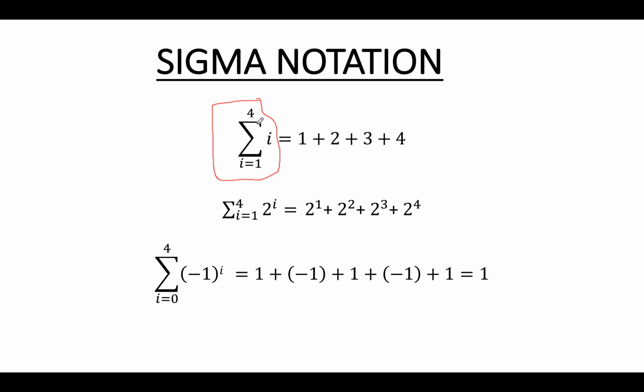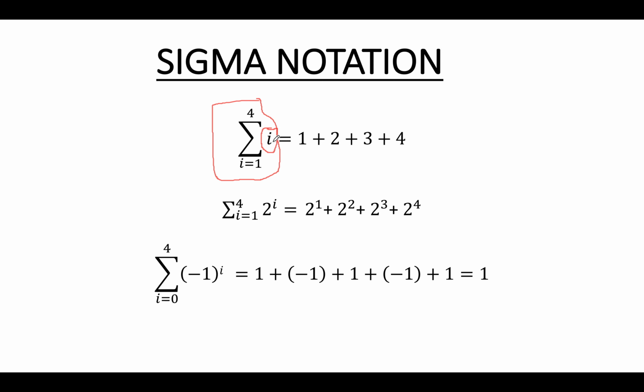This big symbol means sum, by the way. Sum of all numbers from 1 to 4. That is how you read it. When i equals 1, so let me just explain here. Here i equals 1, obviously. Here i equals 2, here i equals 3, and here i equals 4. That's what the sigma notation is. Replace the i. That's what it's saying.